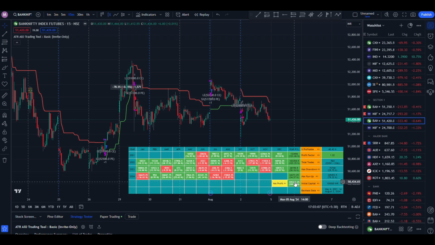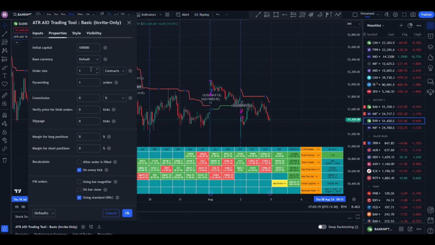In spot chart you will get the points, not rupees. Here it is already counted with the points with this one lot. When you change the order size contract from the property tab to 2, it's getting double. So the points are multiplied with the two lots, so almost 30. Whatever the points are, multiplied with the 30, you will get 5,98,684 rupees. So please understand, when you trade with the future chart, it will show the actual money with the lot size.